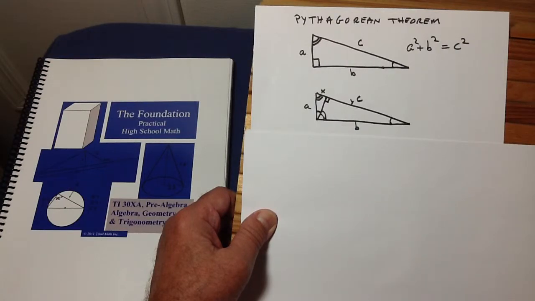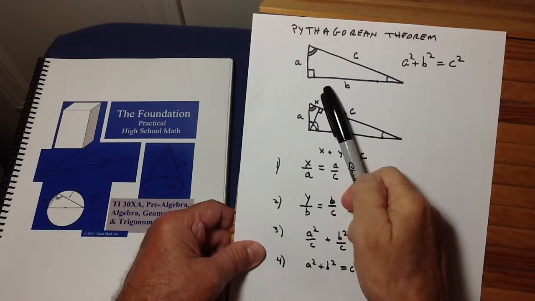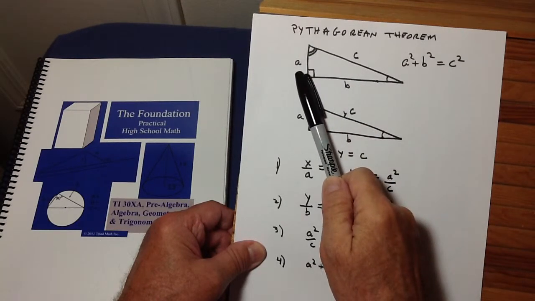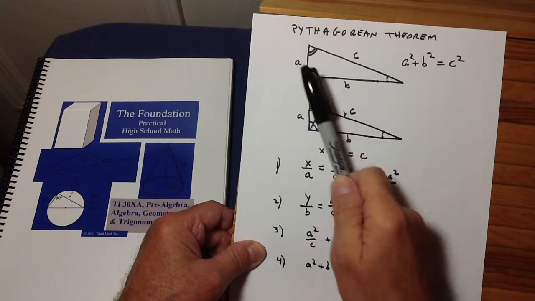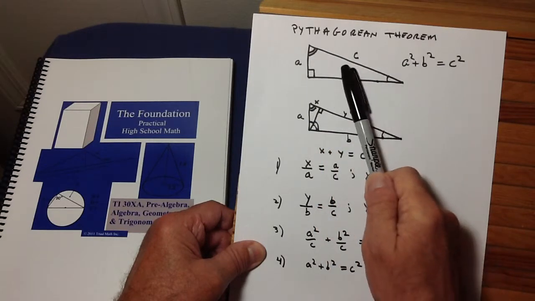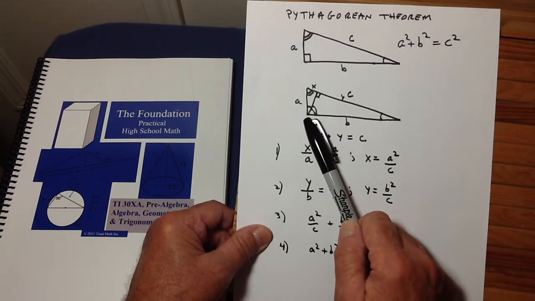Pythagorean Theorem proof. We want to prove the famous Pythagorean Theorem, where you have a right triangle, and the sides A and B, when you square them and add them together, equal the square of the hypotenuse. That's the famous Pythagorean Theorem. Now we're going to do that in the following way.